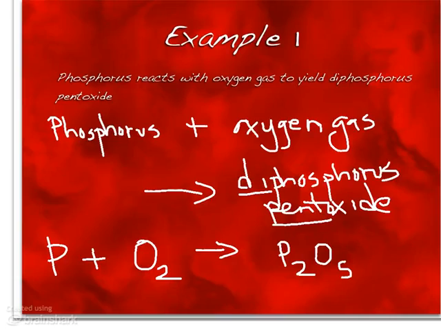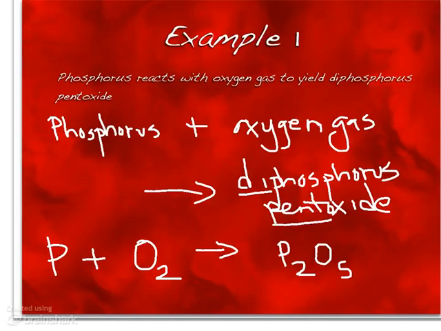Now as far as balancing this, first thing that I strongly recommend is that you go back and make sure that this is correct, that the word equation is correct, because if it's not, when you're trying to balance the equation, it's probably going to be impossible to be able to balance it because of the fact that you don't have the correct formulas.